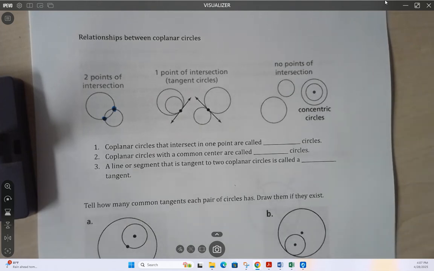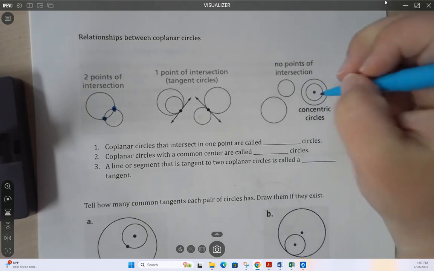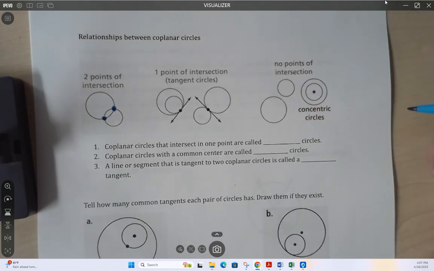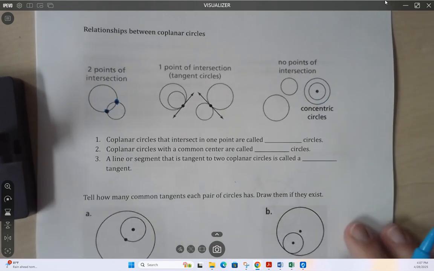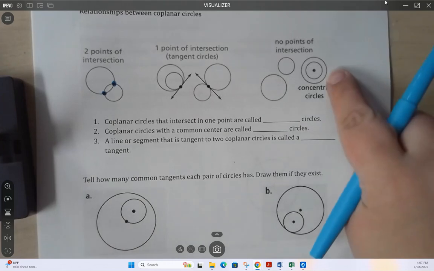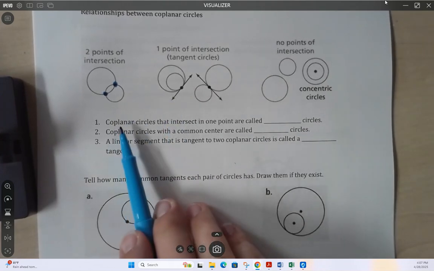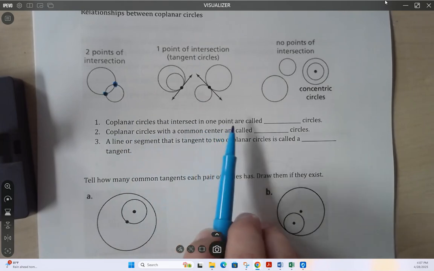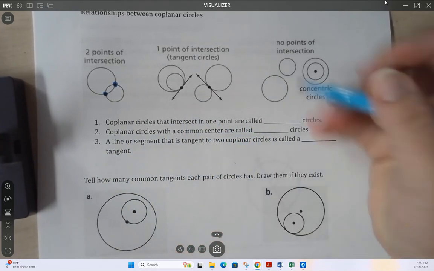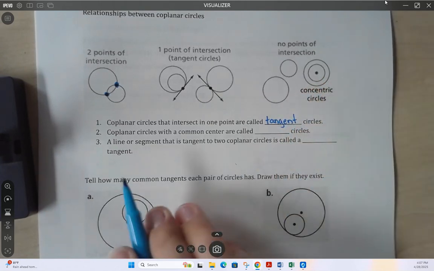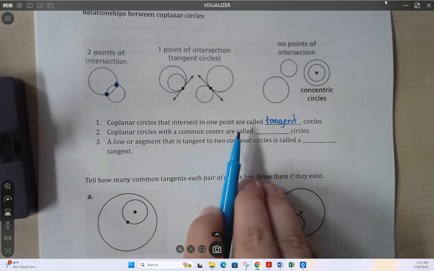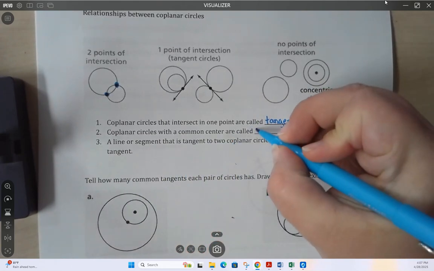They will have no points of intersection, but what's special about them is they share the same center. Now we will see an example below that they don't have to be concentric to still have no points of intersection and have one inside of another. But it's one of those neat things that happens. So here, coplanar circles that intersect in 1 point are called tangent circles. Coplanar circles with a common center are called concentric.